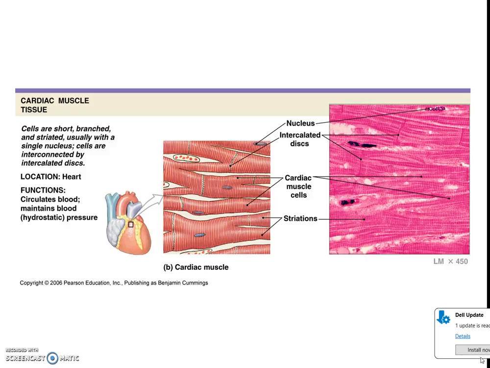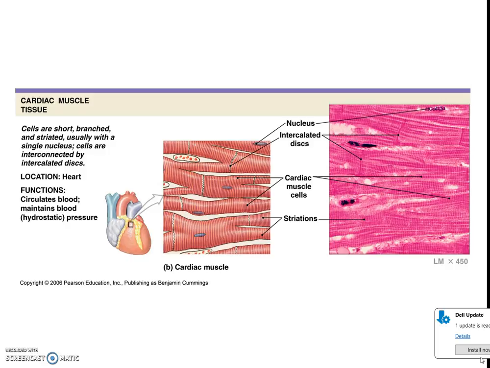This becomes extremely important when we understand how the heart beats as a unit and how we pass signal from muscle to muscle, so we can have this coordinated contraction so the heart can actually do its job.